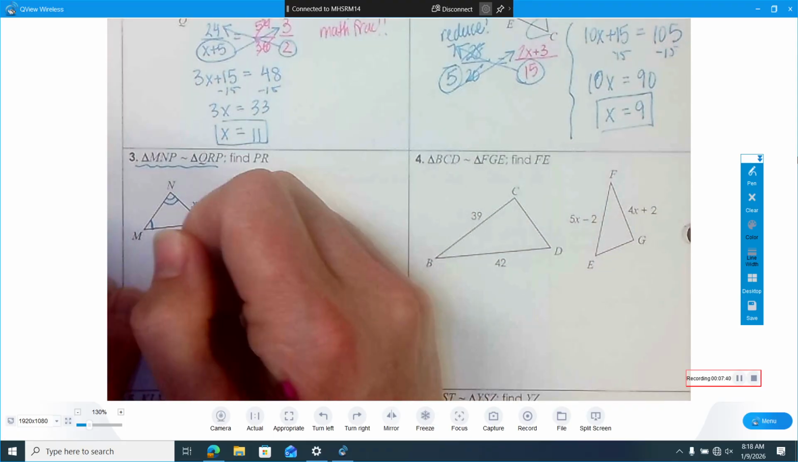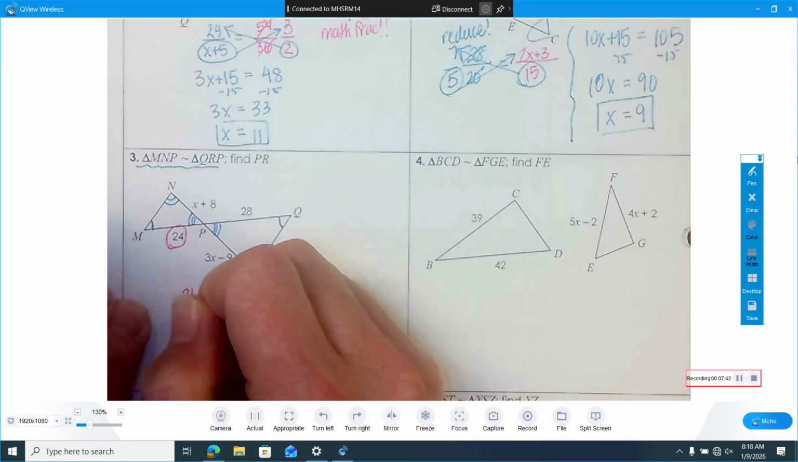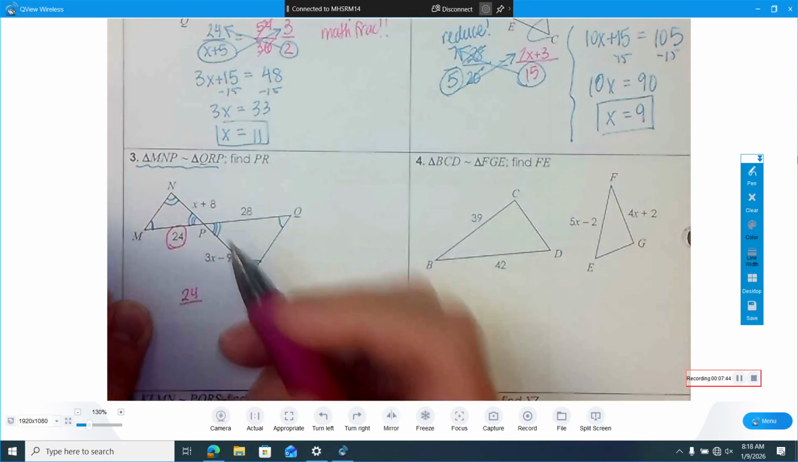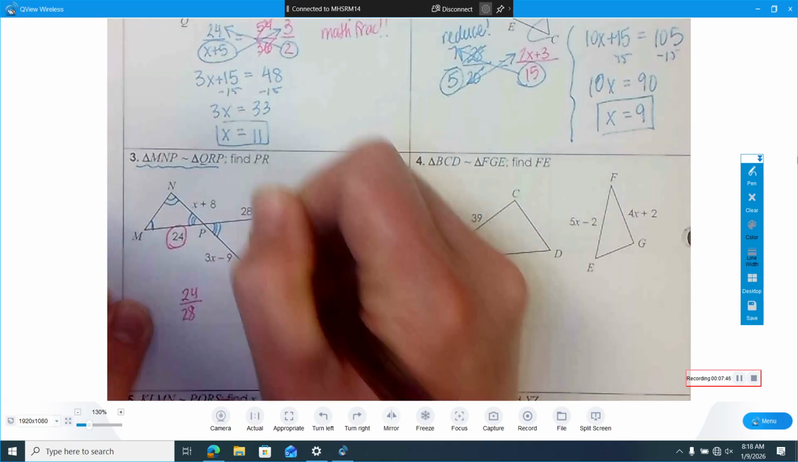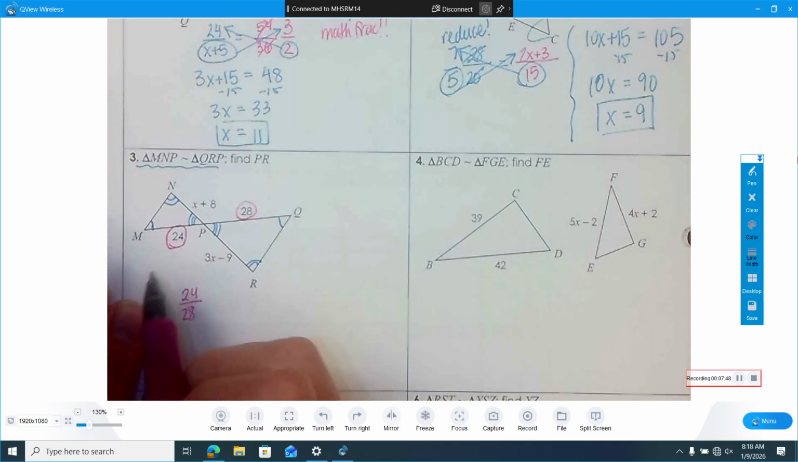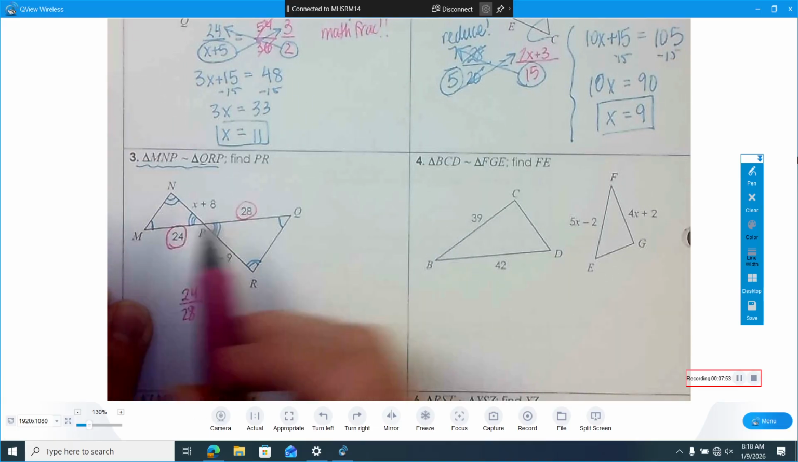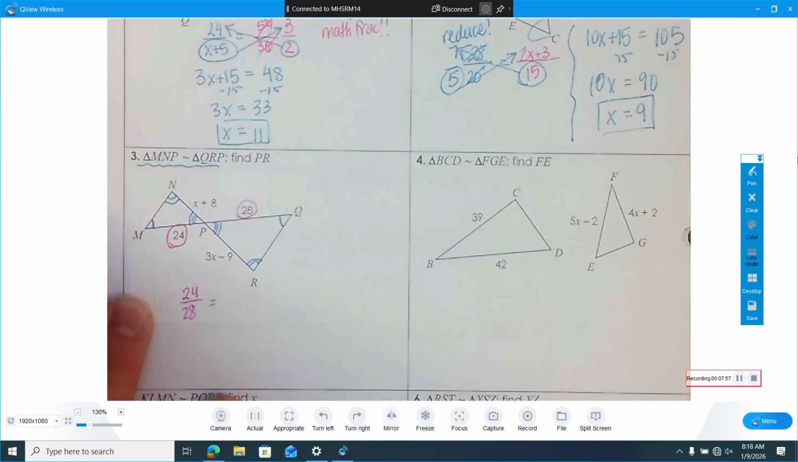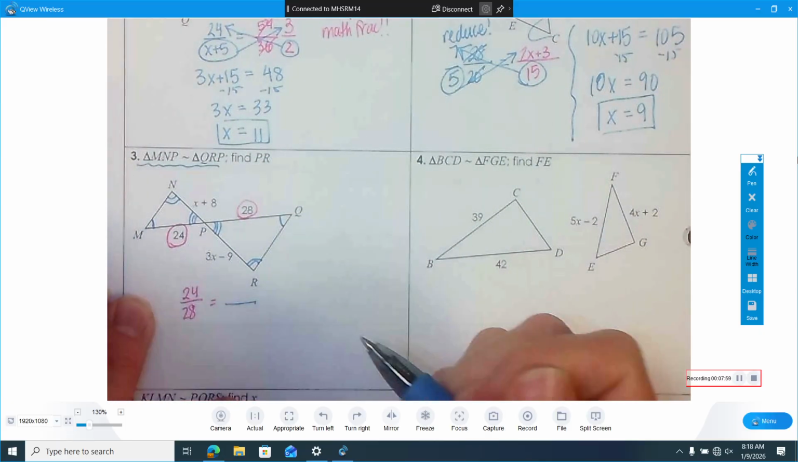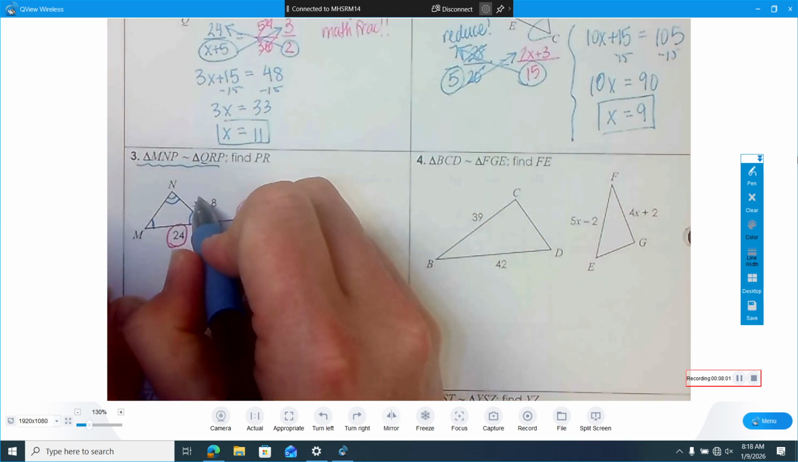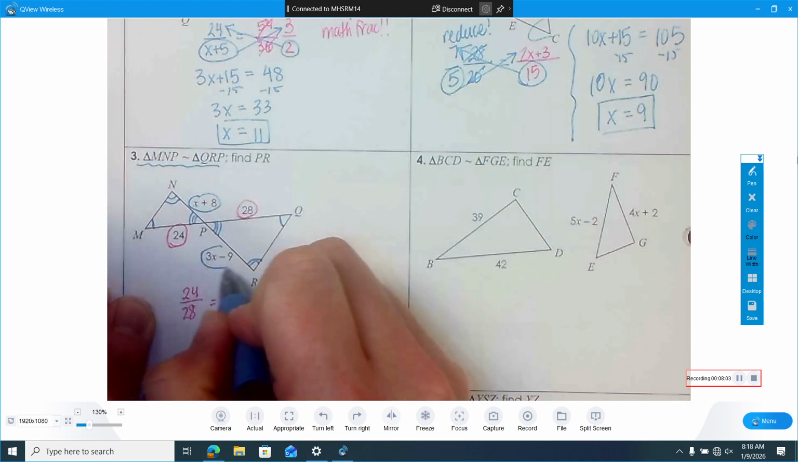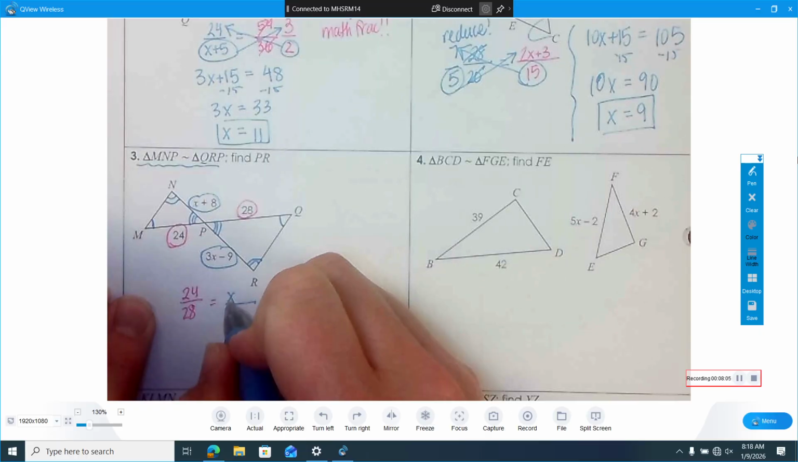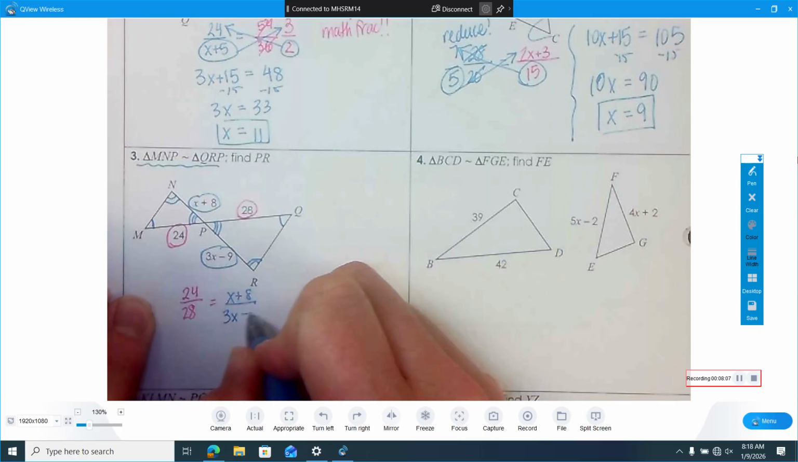So I'm going to start with the 24. 24 over what? 28. Good. How did you figure 28? Side with the single and the triple arc marks there, so good. Is equal to what over what? X plus 8 over 3x. Good. X plus 8 over 3x minus 9.